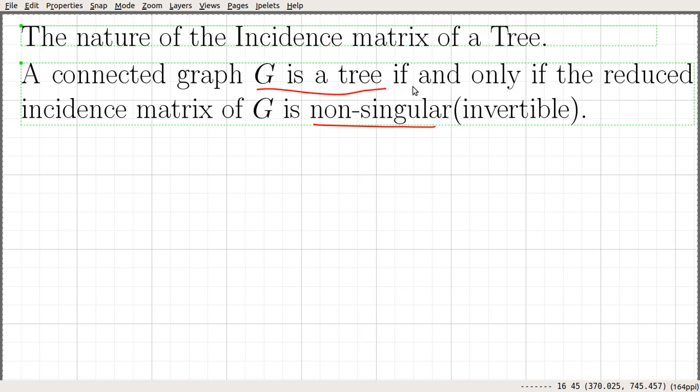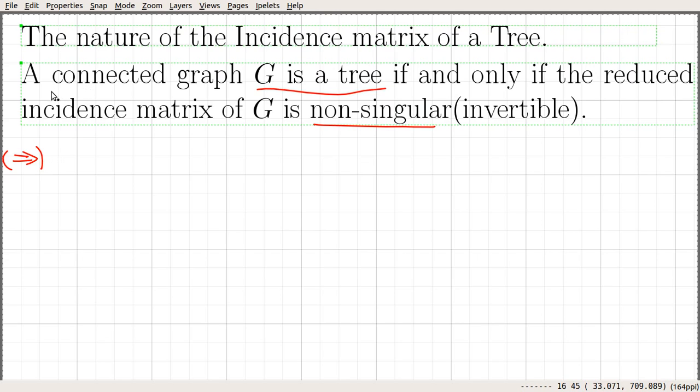Here we can see that the statement is in if and only if form, so we have to prove both directions. This direction reads as follows: if a connected graph G is a tree, then the reduced incident matrix of G is non-singular. And the other direction is: if the reduced incident matrix of a graph G is non-singular, that is invertible, then that graph is a tree. By the way, that graph must be a connected one also. Okay, so let's prove this direction first.